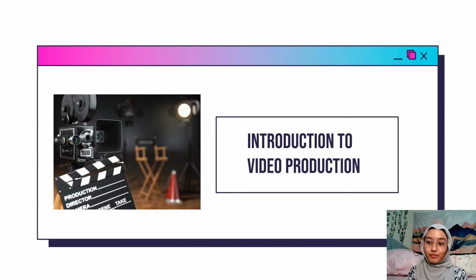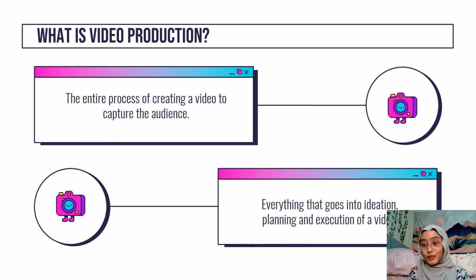Now we will start off with the first part, which is Introduction to Video Production. Well, what is video production? Video production is basically the entire process of producing or creating a video with the purpose of capturing a group of people who are the audience. It is everything that goes into the ideation, planning, and execution of a video, which means that this includes from the very first part when we first come up with ideas to create a video, all the way to recording, editing, and finally releasing it for the audience to watch.